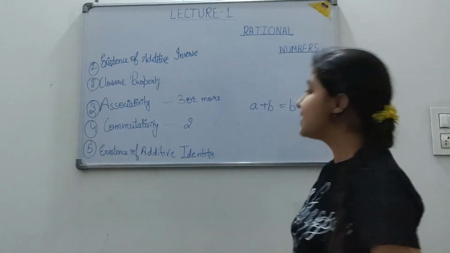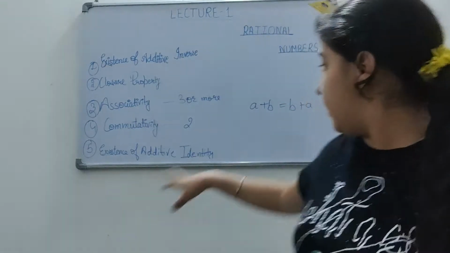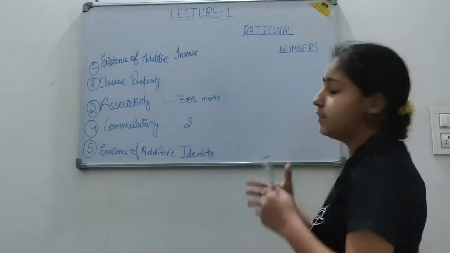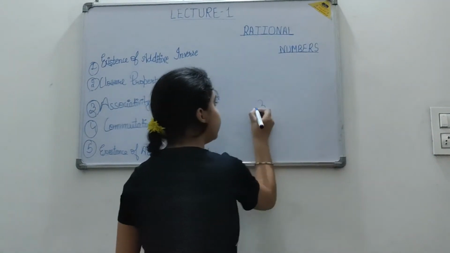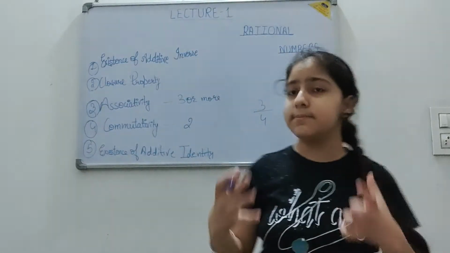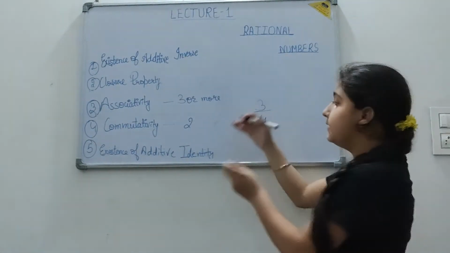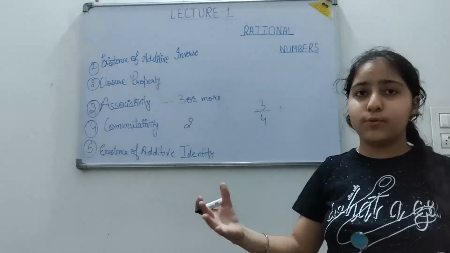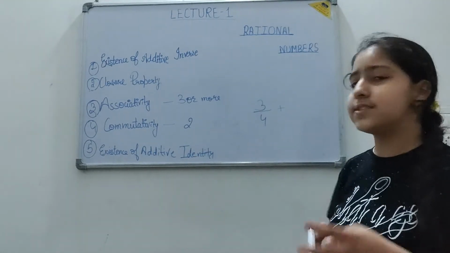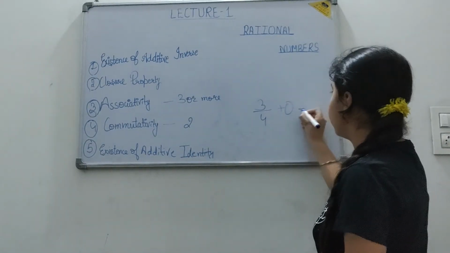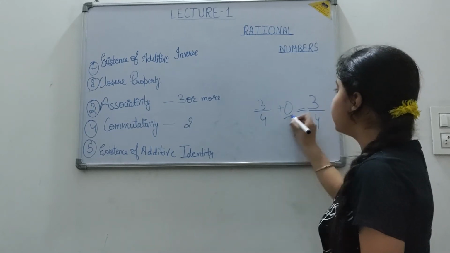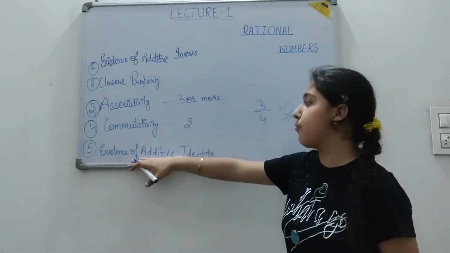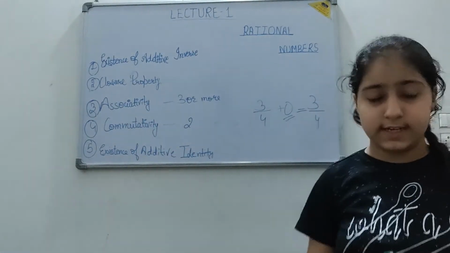Then the fourth property is the existence of additive identity. This means that we are going to add something to the rational number, like 3 over 4, so that the value of this number does not change. If you want something to not change, you are going to add the number 0. So you are always going to add the number 0 to any rational number to get the same number. So this is the property of existence of additive identity.